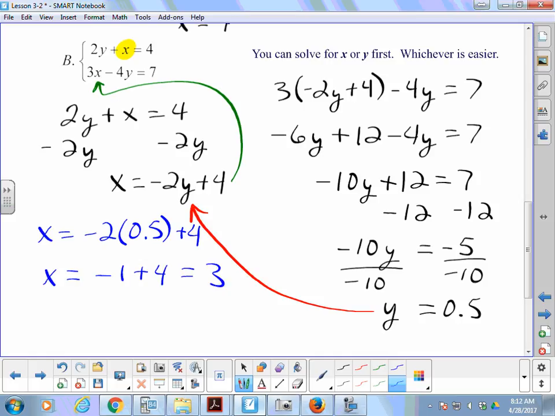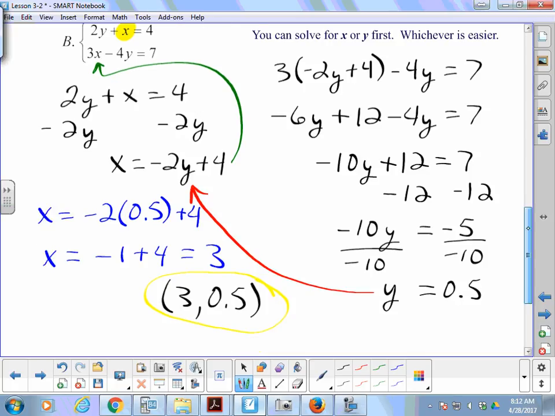All right, so negative 2 times 1/2 is negative 1. Negative 1 plus 4 is 3. So my answer then, once again, is a point. All right, so you have to make sure you write your answer as an actual point. Don't just leave it as x equals and y equals.